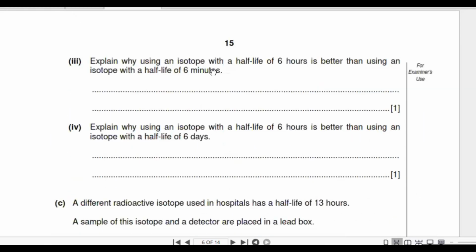Explain why using an isotope with a half-life of 6 hours is better than using an isotope with a half-life of 6 minutes. So that it can be given more time to find the cancer cells. Yeah, because 6 minutes is a very short interval of time.